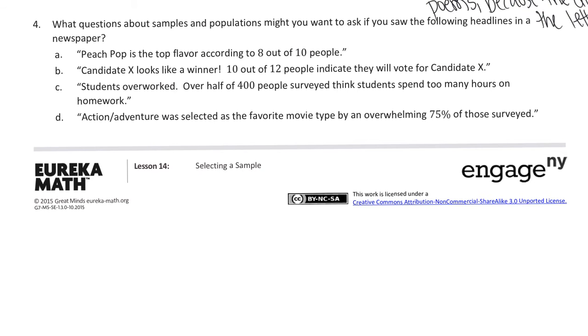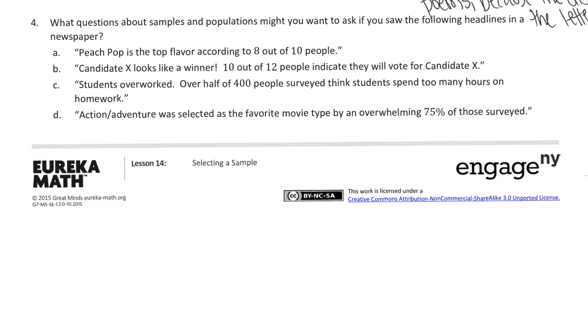All right, once you're done writing down number 3, we're going to do number 4. So what questions about samples and populations might you want to ask if you saw the following headlines in a newspaper? And even today, newspapers are really not something that, I'm not gonna lie, I read. I don't really read a newspaper, but I read social media feeds, and I know all the time we see different articles and different headlines. So let's think about it more in that direction.